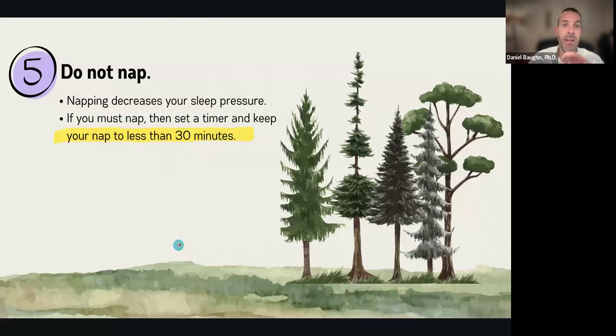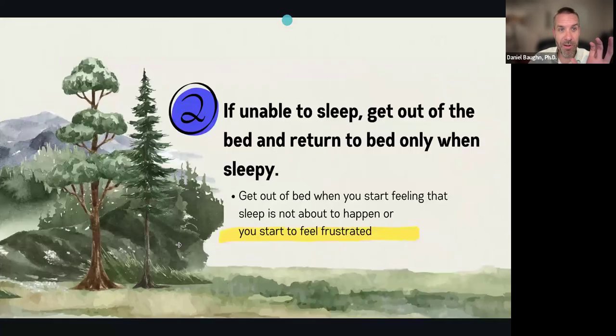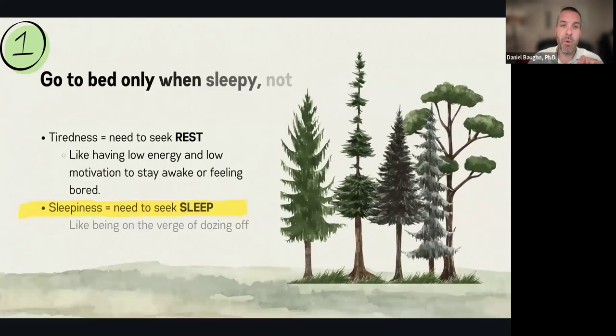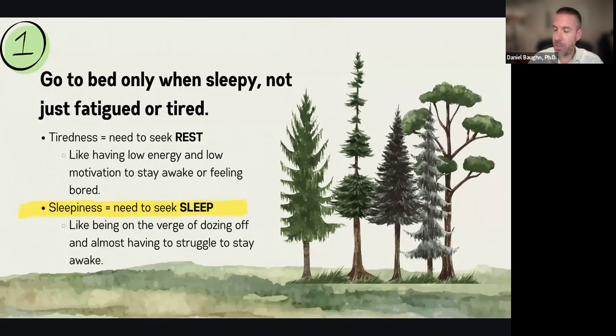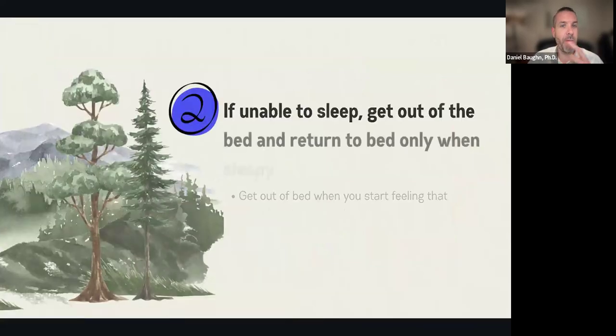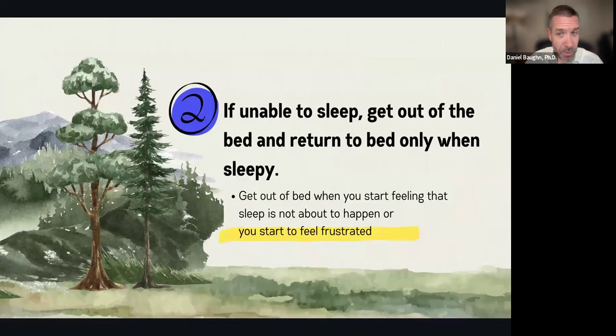Okay, all right. So those are the 5 key things. Let me do a quick recap, because they are super important. Number 1, go to bed only when you're sleepy, not just fatigued or tired. Number 2, if you are unable to sleep, I want you to get out of bed and return to bed only when you're sleepy. That's when I want you to do those tired but not sleepy activities that I talked about earlier in the middle of the night. Again, think things that are not too activating, things that are kind of boring for your mind.